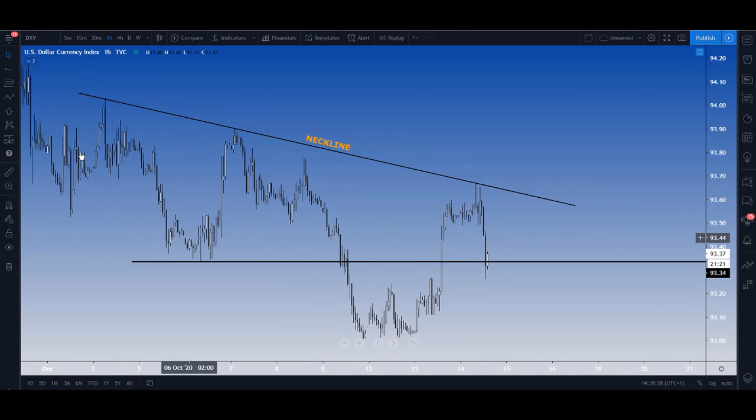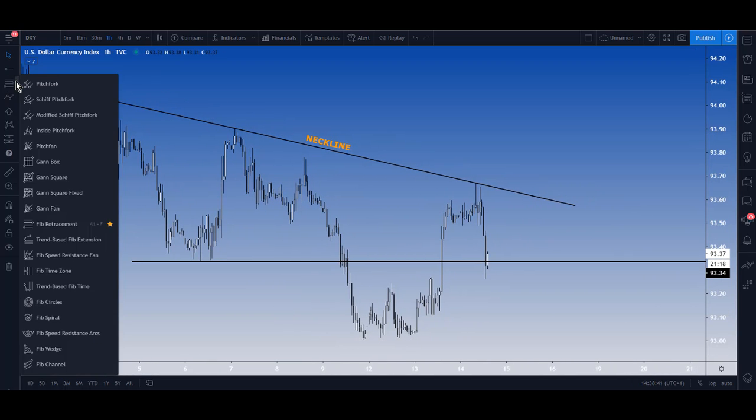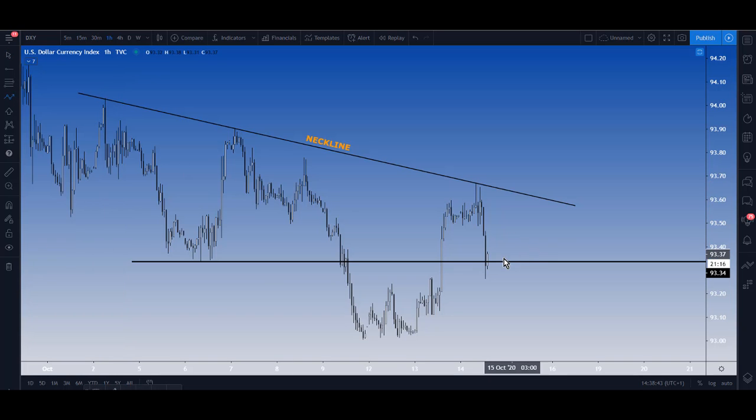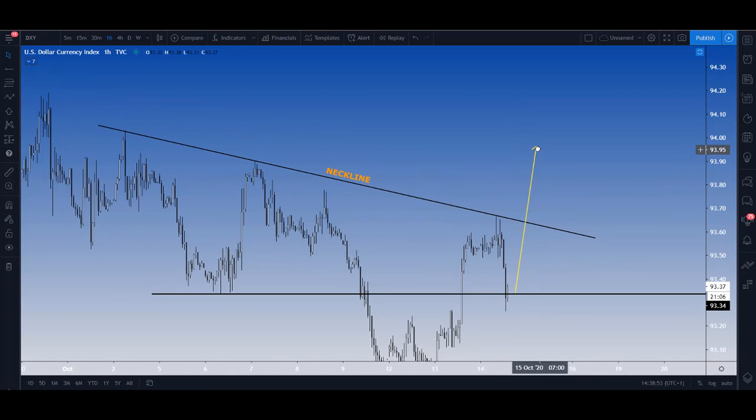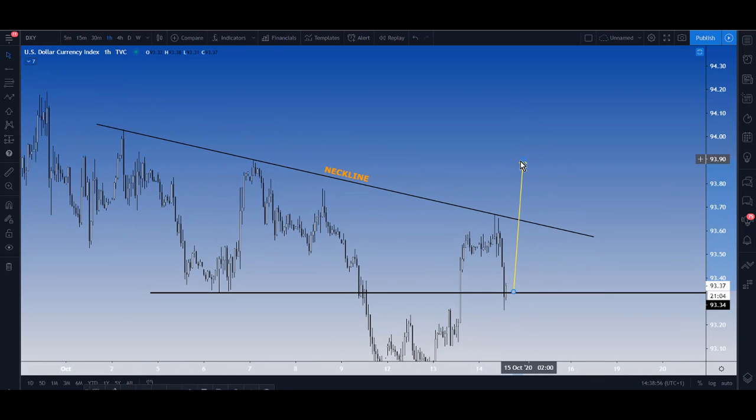If it is a right shoulder, then we would expect this to then push to the upside, break that neckline. We'll look for the next higher low, and then you can look to go long. So the aggressive way of trading this is to look for that change of cycle here, anticipate that right shoulder, and then go to your dollar pair of choice and look to be buying the dollar.